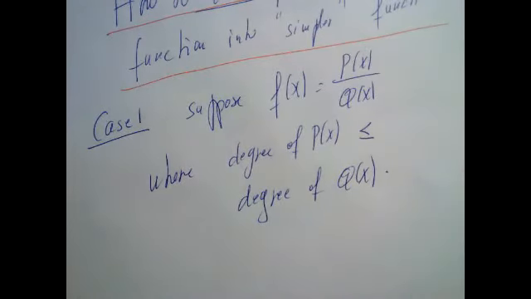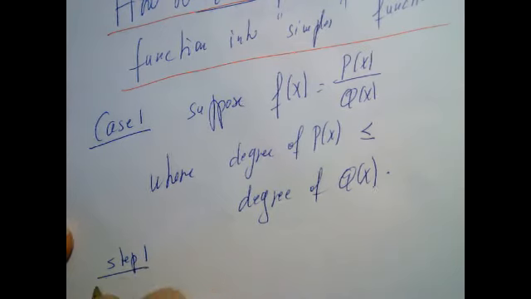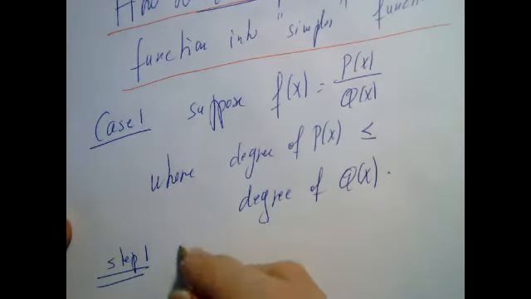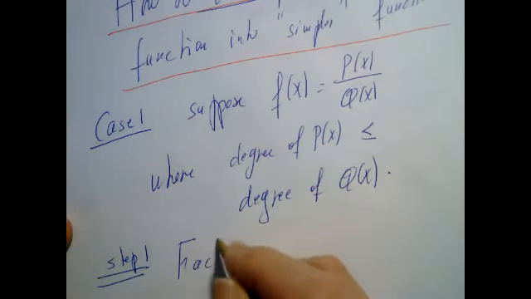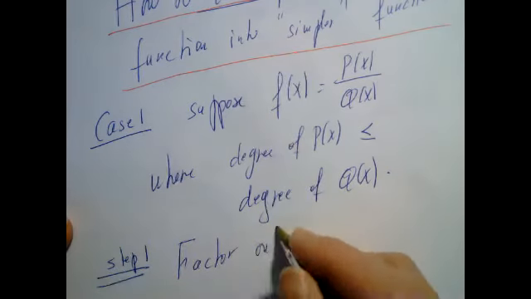The first step we're going to be doing, step one, the crucial step, is to factor the denominator completely.